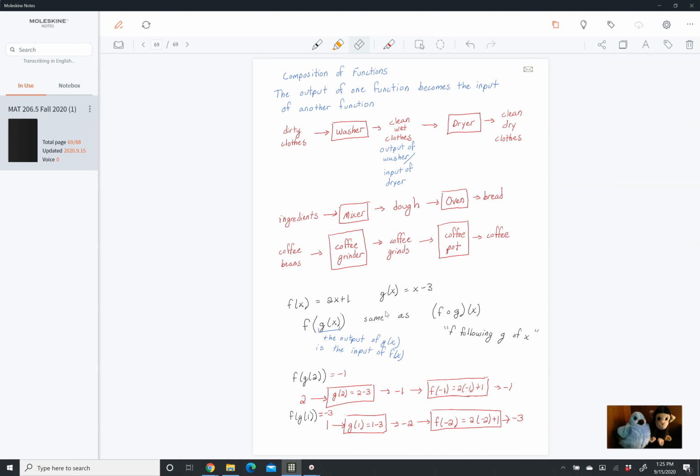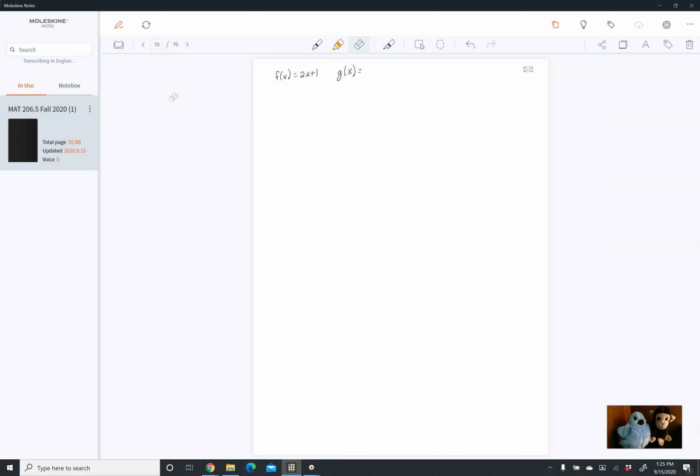Okay, we could go the other way as well. So we don't just have f of g of x. We could do g of f of x. So I'll put this up here again just so that we have it in front of us. f of x equals 2x plus 1. g of x equals x minus 3. Okay, and this time we're going to find g of f of x, or another way of writing it, same thing, g following f of x.